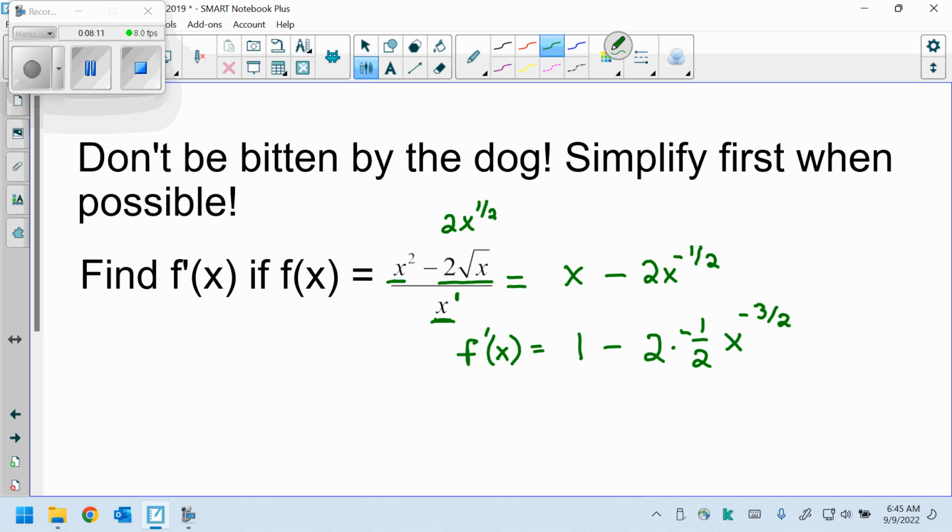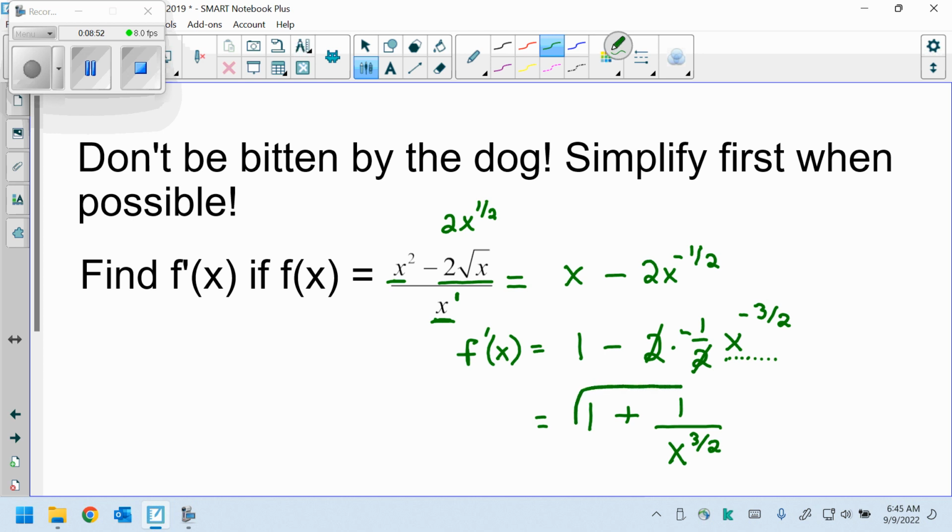Now that's going to take a little bit of cleanup. We got 1 minus, so that's going to cancel at that. This, I guess I could just write as negative x to the negative 3 halves, or let's see, minus a negative turns this into plus, and I'm going to have 1 over x to the 3 halves, because I think we're more comfortable writing things with positive exponents. That would be the derivative.